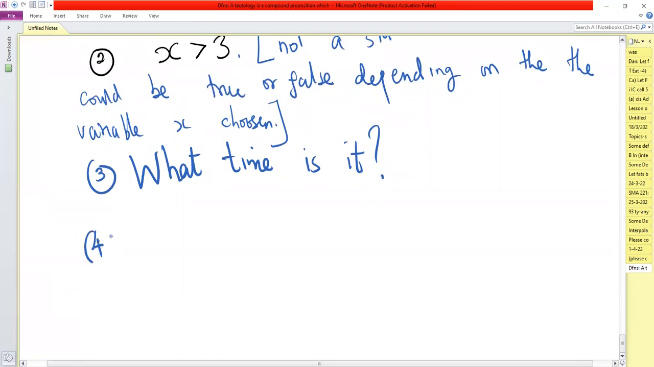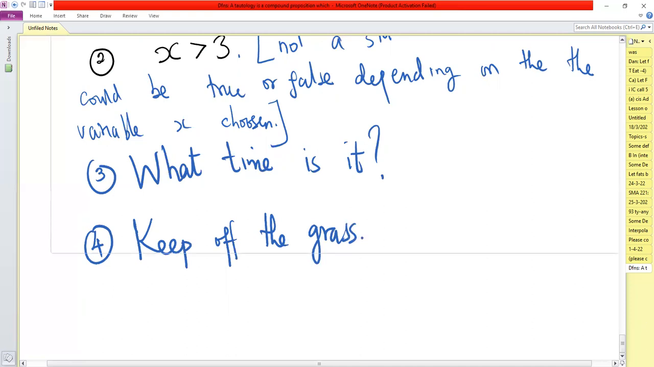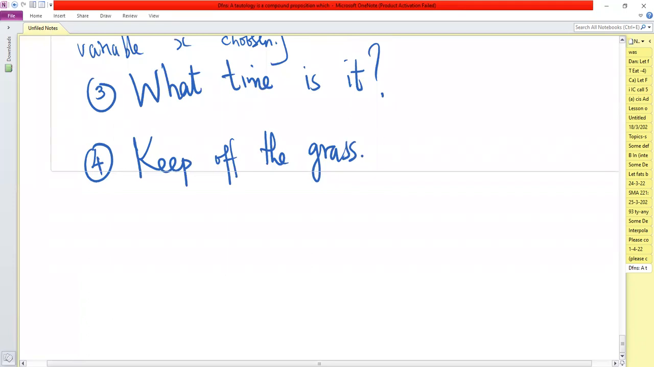And number 4, keep off the grass. So this cannot actually be classified as true or false. So that's like a demand, which can actually not be classified or declared as either true or false.